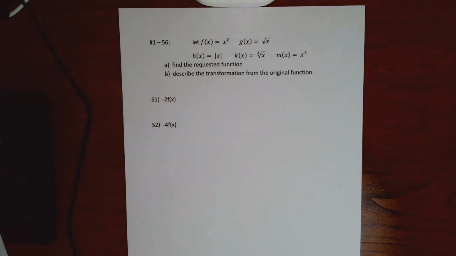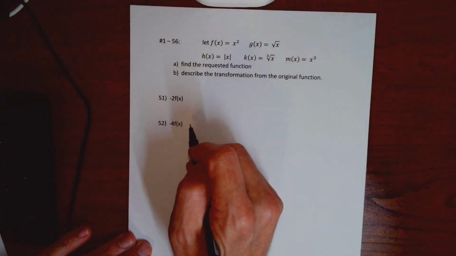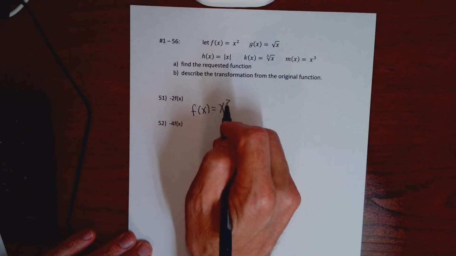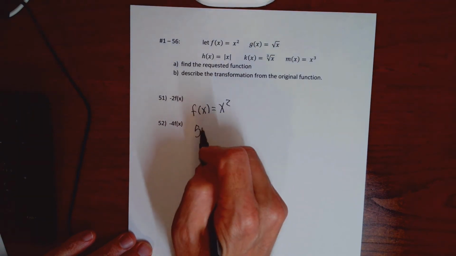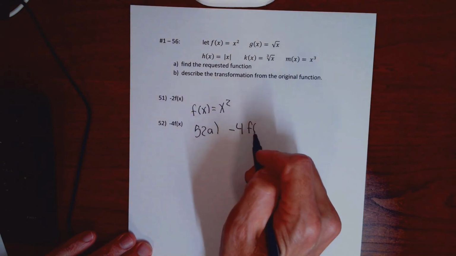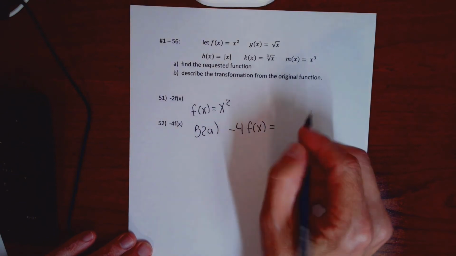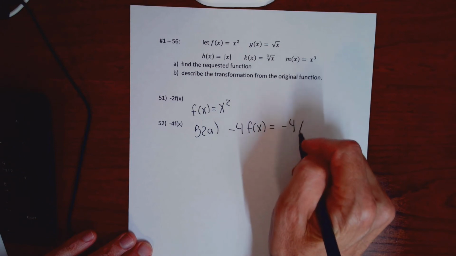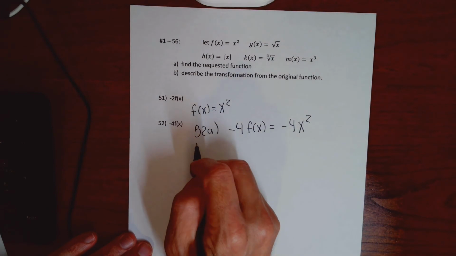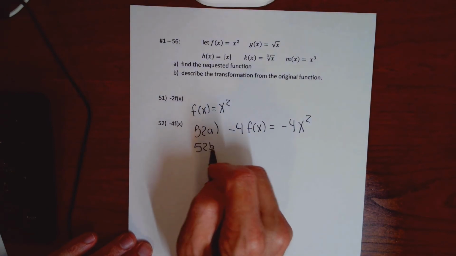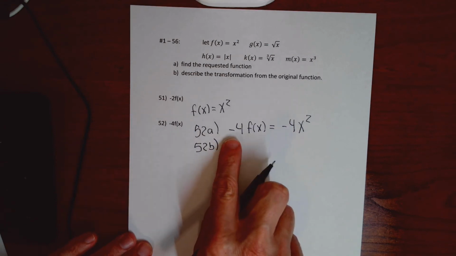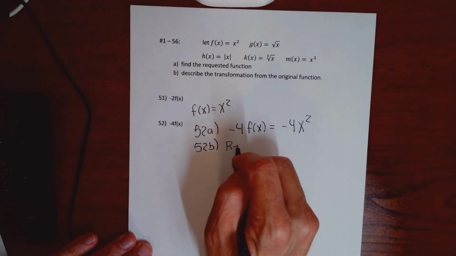52 is weird. Didn't get to anything like this. It's calling out the same x squared function, and for part A of 52, it's supposed to find negative 4 times f of x. That negative 4 is just going to go in front of the x squared because it's not in a parentheses. This is sneaky. It's going to turn it over and stretch it, or turn it over and make it narrower. This negative out front is going to reflect it over the x-axis.